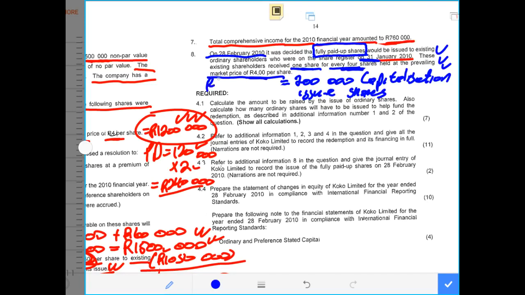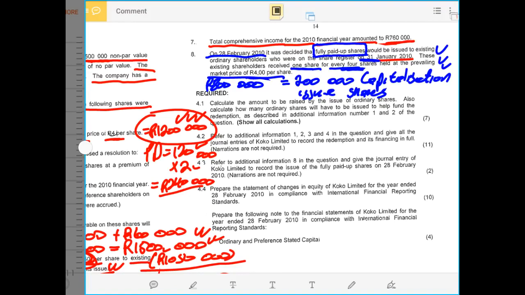So now that means we'll have 800,000 capital that will be given for free to these existing shareholders, and blessed are these shareholders. So now let me continue on that same note, and now I go to the requirements.